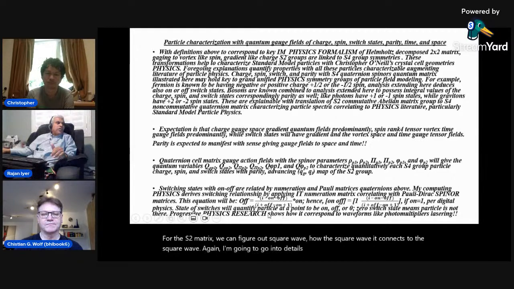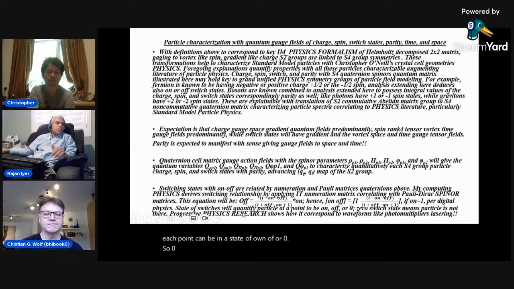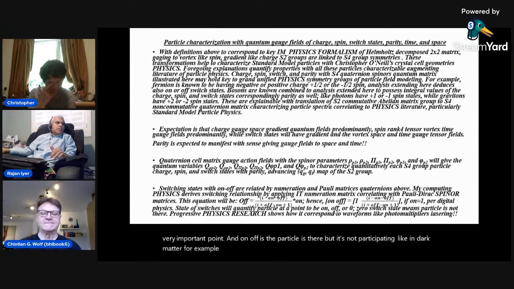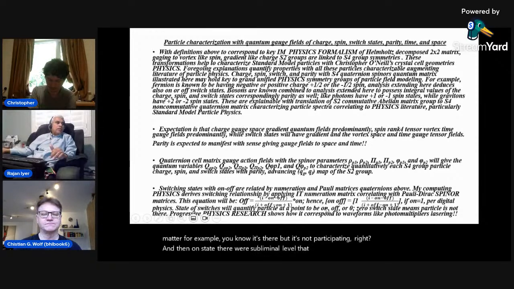Again, I'm not going to go into details of that, but essentially I want to say that each point can be in a state of on, off, or 0. So the 0 switch state means the particle is not there. It's just vacuum, there is no particle there. That's a very important point. And on-off means the particle is there, but it's not participating, like in dark matter, for example. It's there, but it's not participating somehow. And then in the on state, at our subluminal level, the particle comes on, like the electron, things like that.